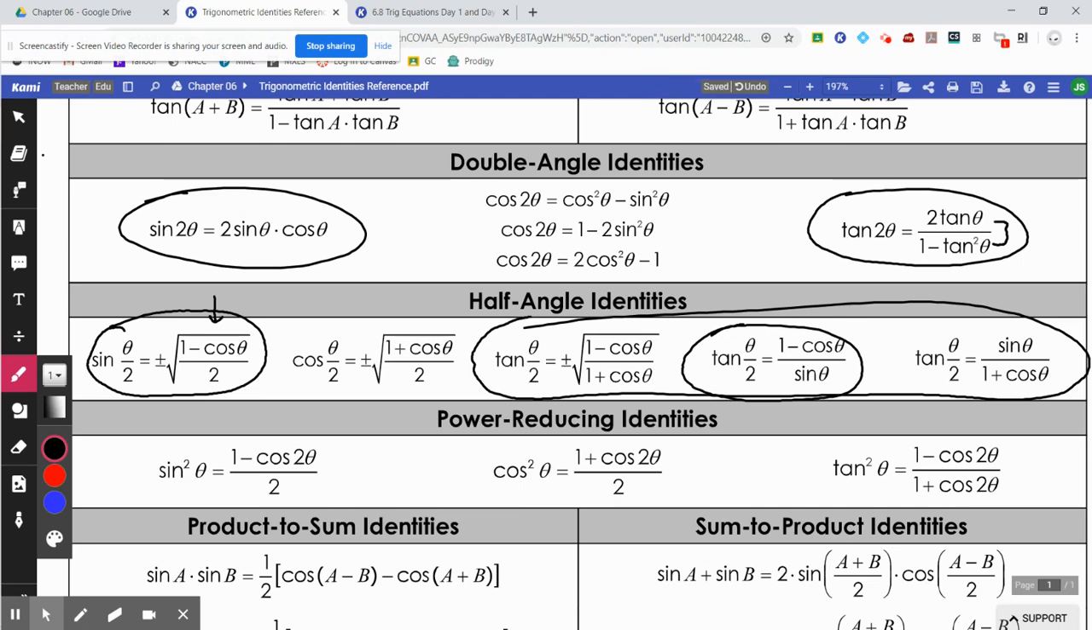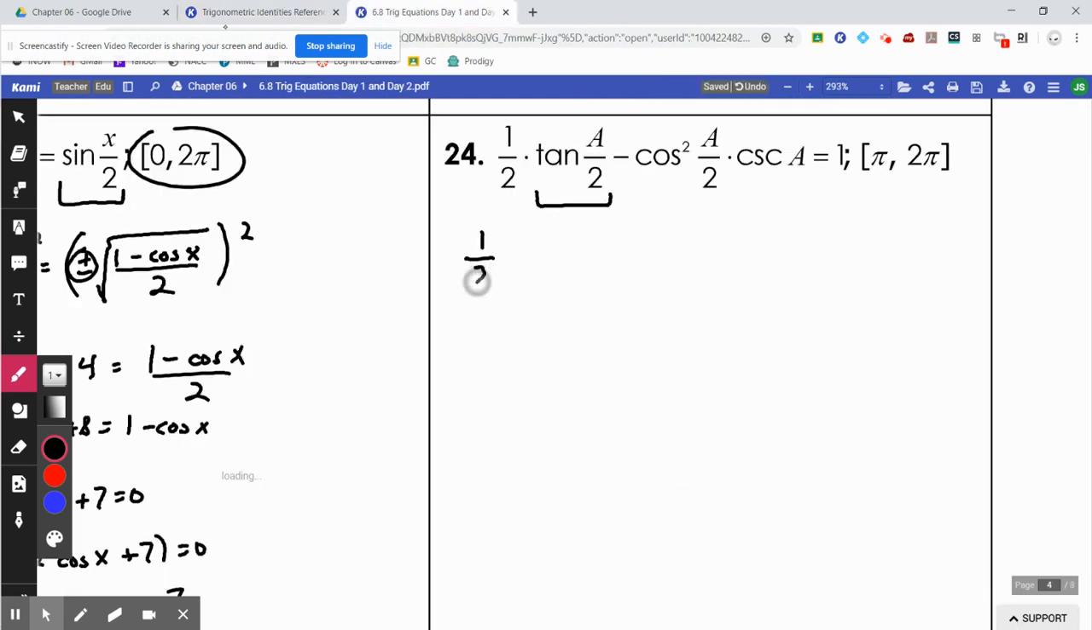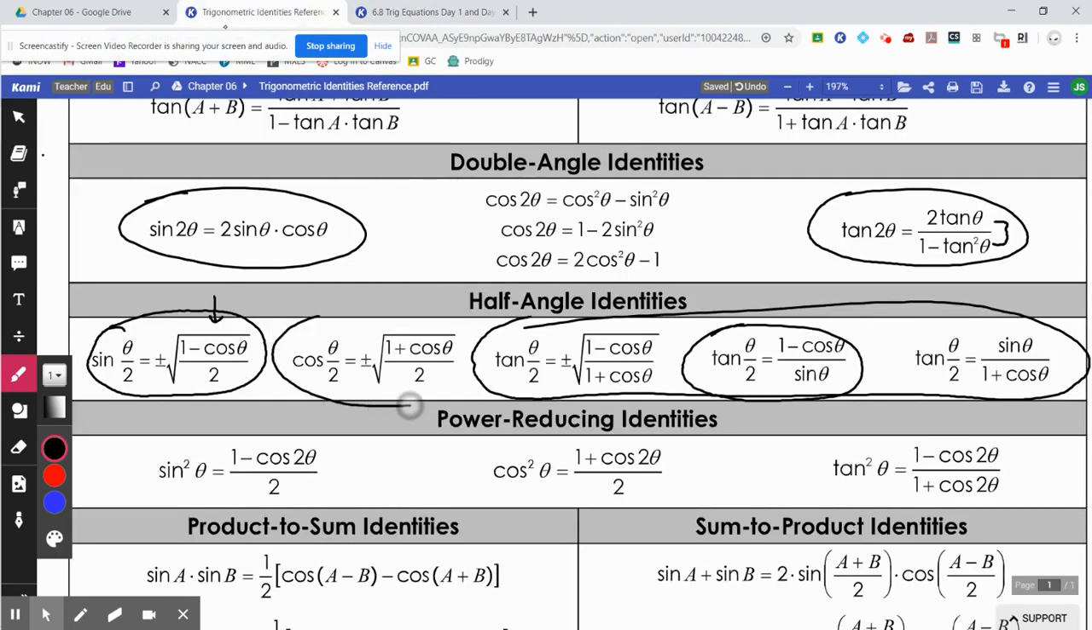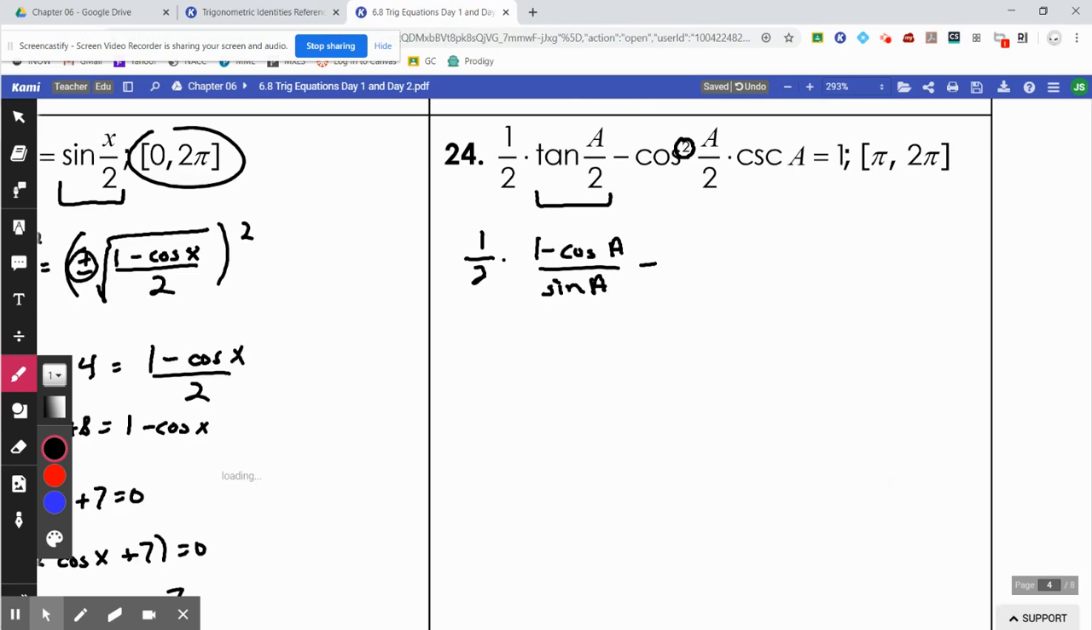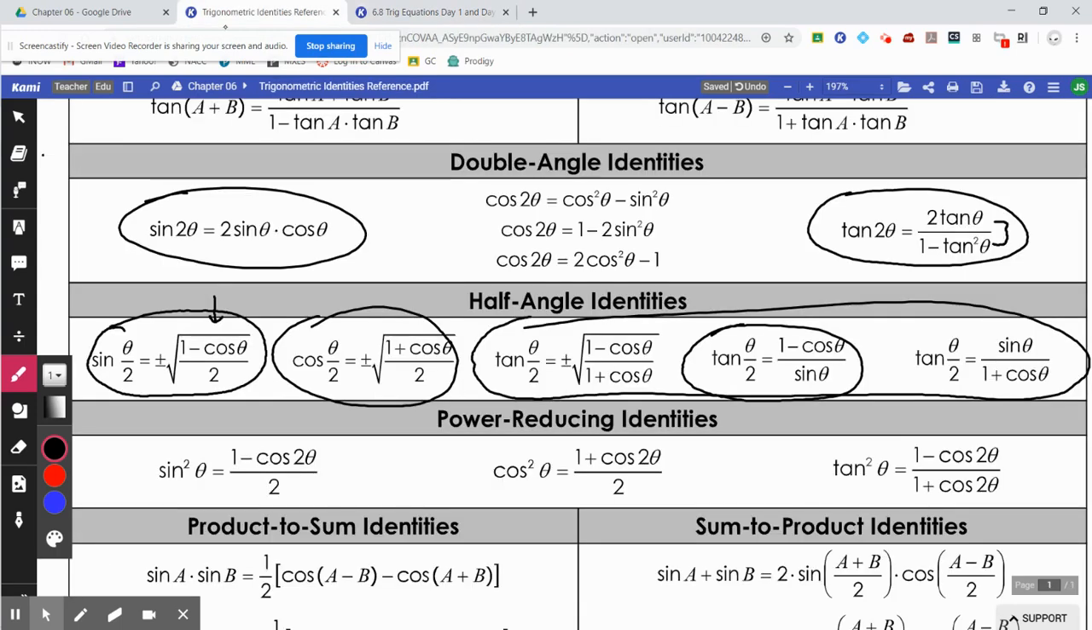1 minus cosine over sine. So we have 1/2 times 1 minus cosine of a over sine of a. Minus, now here, this is kind of nice. You have squared, the cosine of a over 2 squared. So now the cosine of a over 2, again, is replaced right here. But, well, I'll talk about it as I write it down. Plus and minus the square root. So let me put it in here. Plus and minus the square root of 1 plus the cosine over 2.